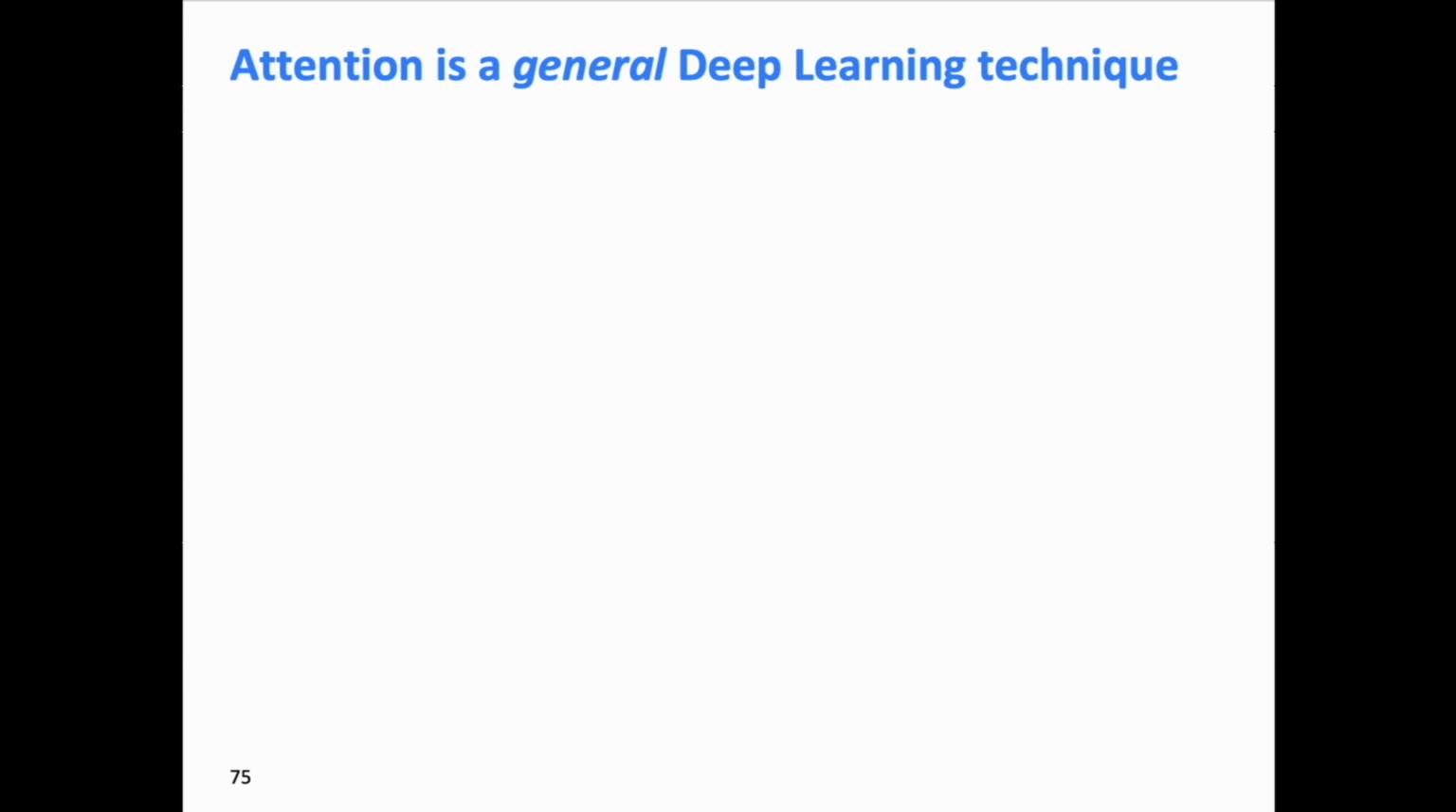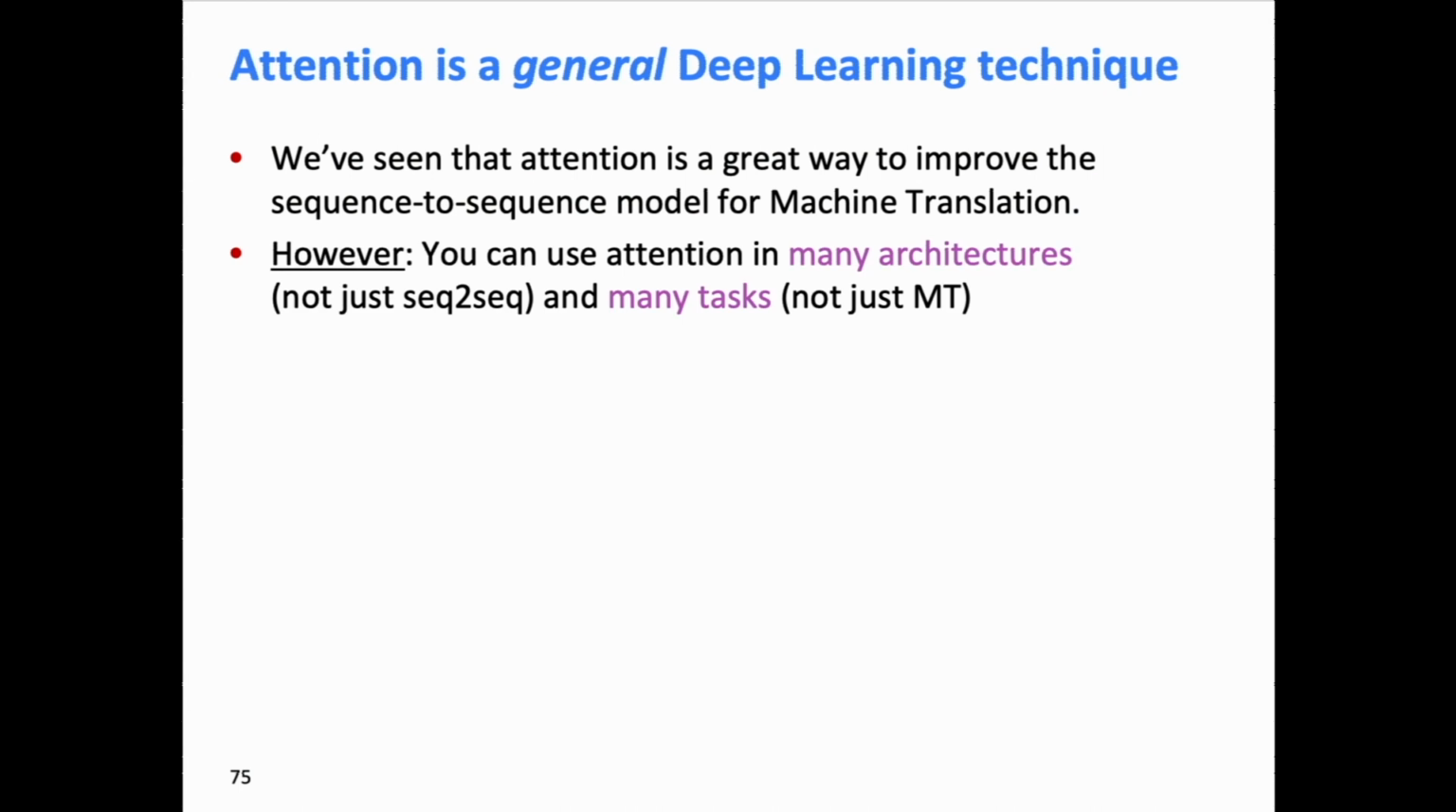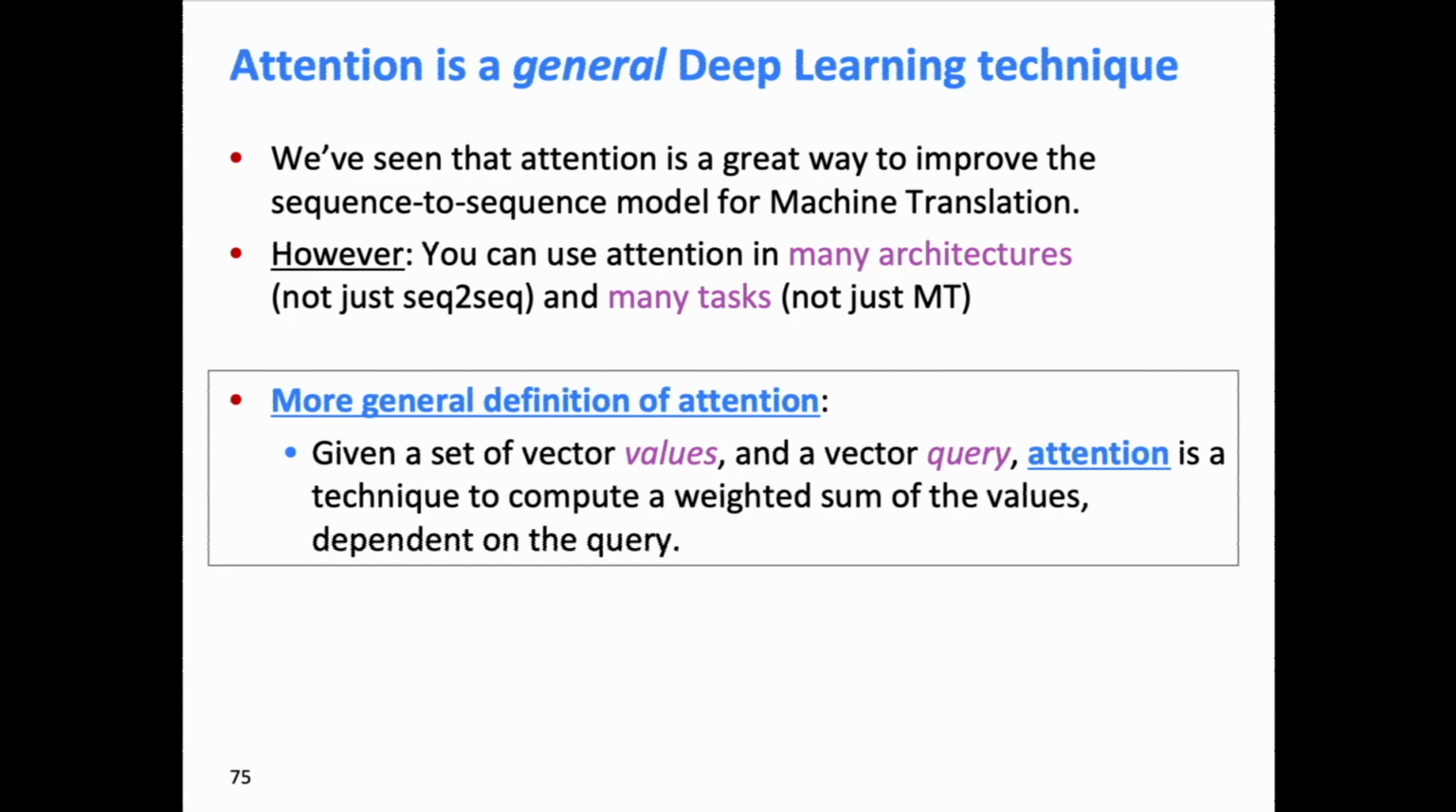Okay, so in the last few minutes, I'm just going to generalize the notion of attention, because it turns out that attention is actually a very general deep learning technique that you can apply in lots of different circumstances. So we've seen that attention is a great way to improve the sequence-to-sequence model for MT, but you can actually use attention for other architectures that aren't Seq2Seq and also tasks that aren't MT. So to understand this, I'm going to somewhat redefine attention to a more general definition. So here's our more general definition.